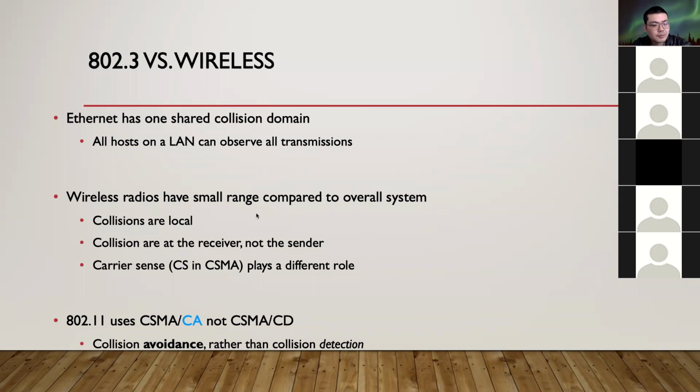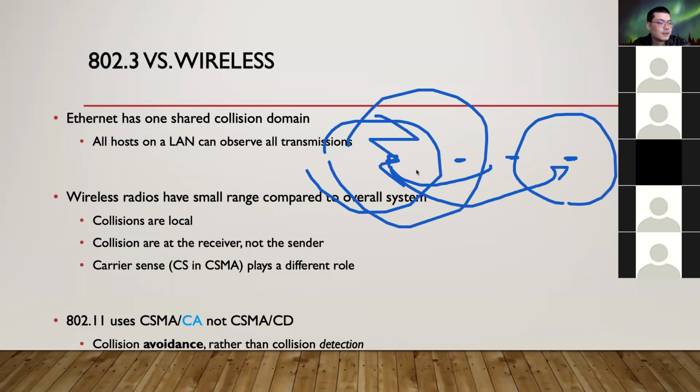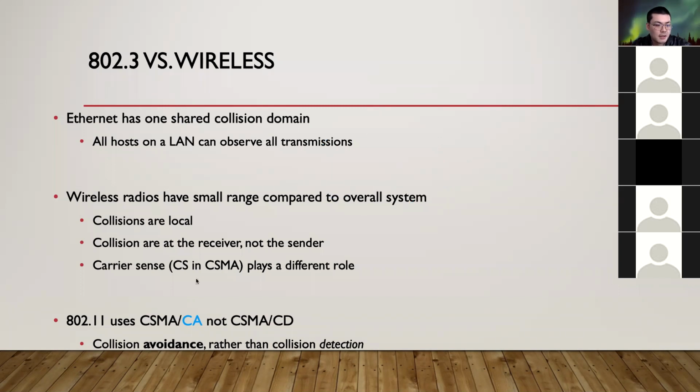Firstly, collisions are local. What does this mean? For example, you have wireless connections here. This guy can only reach maybe here, so you cannot reach there. So you can think about it: if they are talking, they will never collide. Only locally can you collide with people in your range. So this means collisions are local.